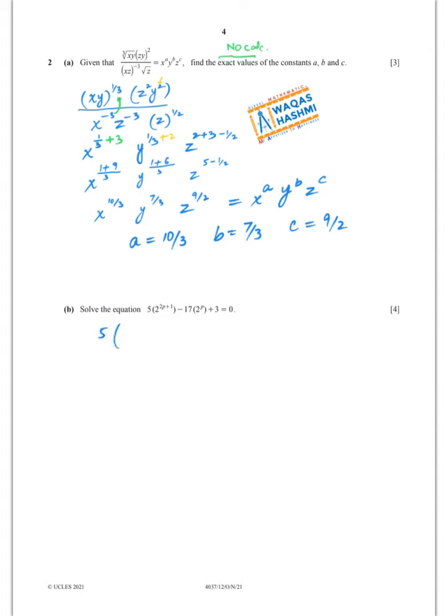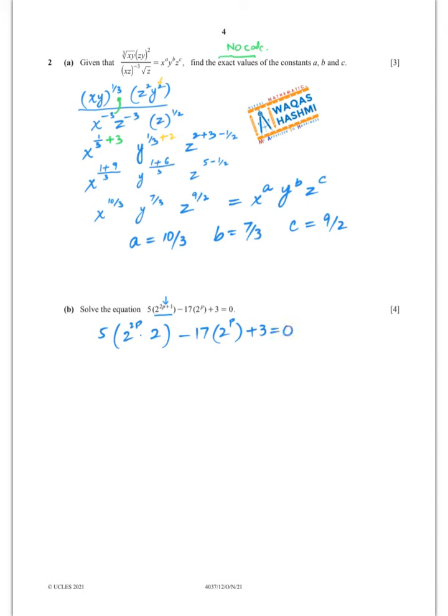In the second part, we need to solve the equation which says 5 to the power 2p plus 1. Now, if I apply the rule of indices here, addition in powers means bases will be multiplied. So I can write it in the form 2 power 2p multiplied with 2 power 1, minus 17 times 2 power p plus 3 is equal to 0.